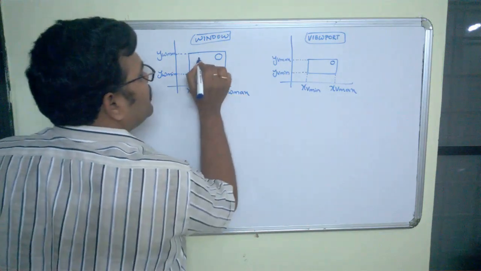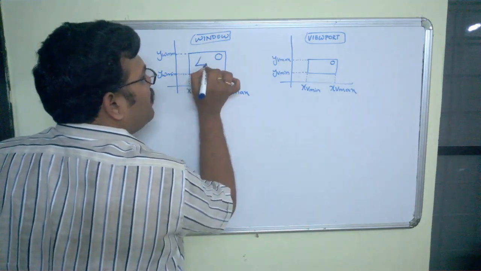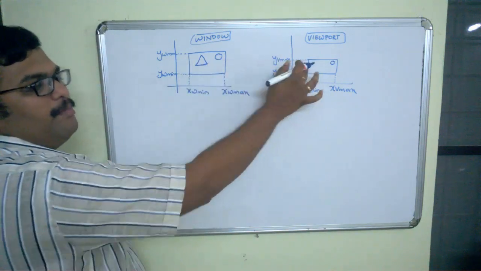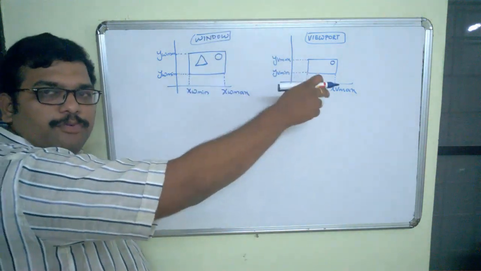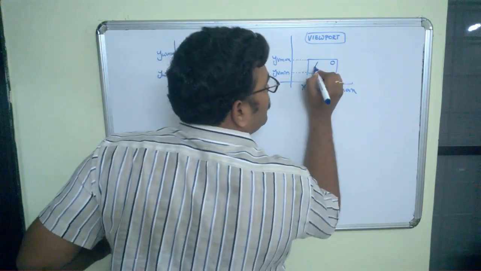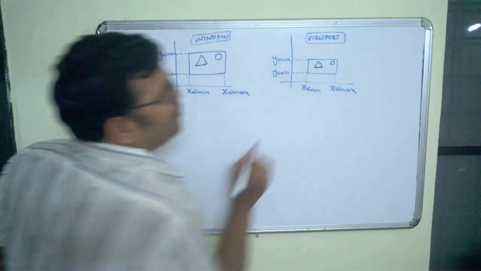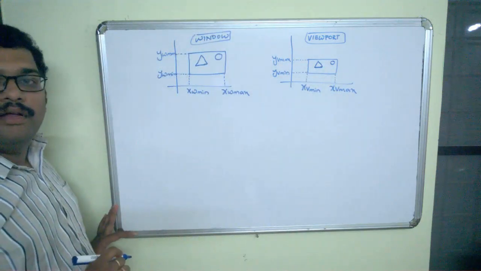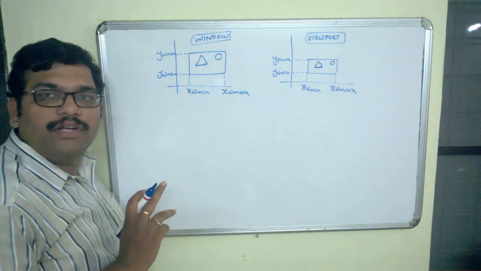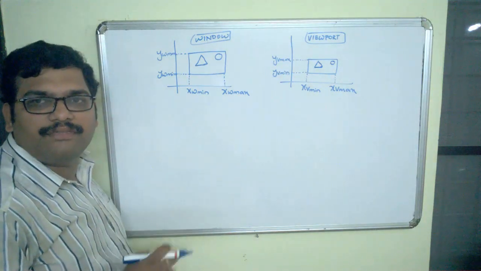So if there is a triangle, a very big triangle, so the same triangle will be displayed at the same relative position, but based upon these boundaries. That means here we can display a small triangle. So here the transformation is going to be done, that is a scaling transformation.